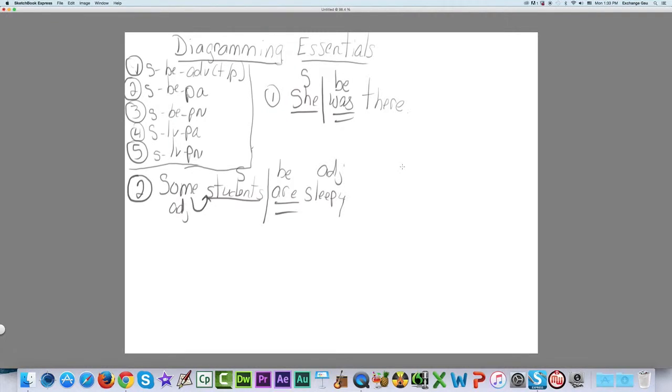Now that we have an idea of how sentence analysis works, we can go ahead and begin learning how to diagram those sentences. In other words, how to draw the picture, the pictorial representation of the sentence elements and how they function together.